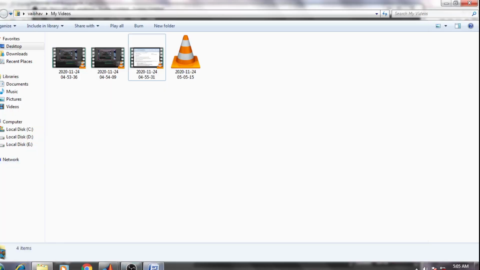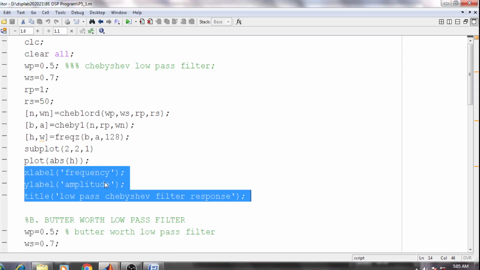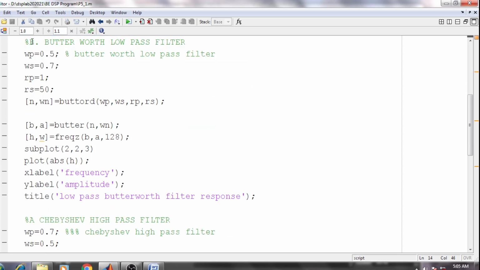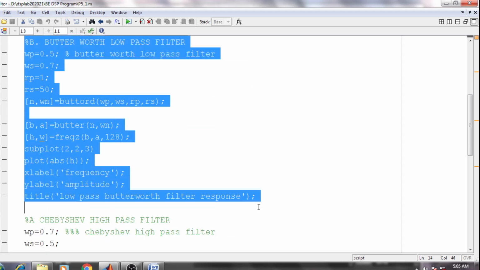Now we are going to see the second one. Again the same low pass filter concept we are going to adopt, but here, instead of Chebyshev, we are going for the Butterworth filter technique. I am highlighting some code here. This code is related to the Butterworth low pass filter.